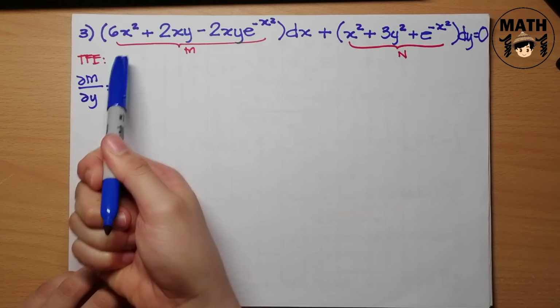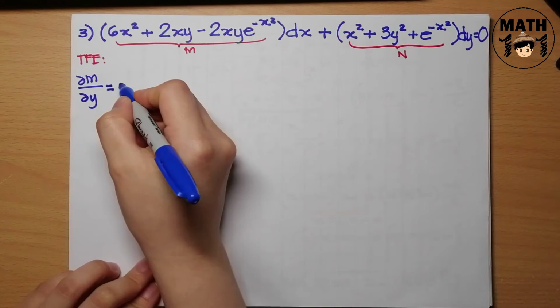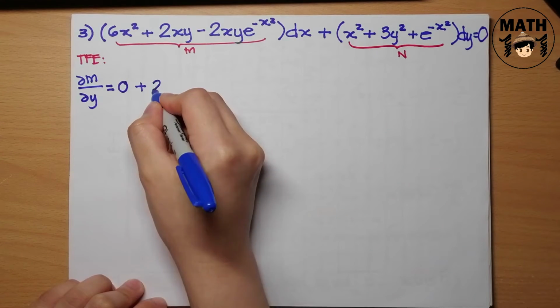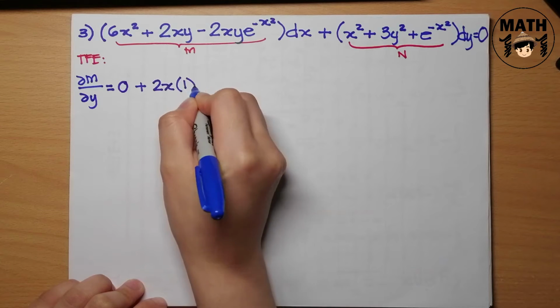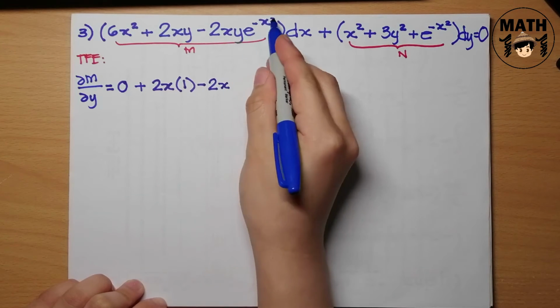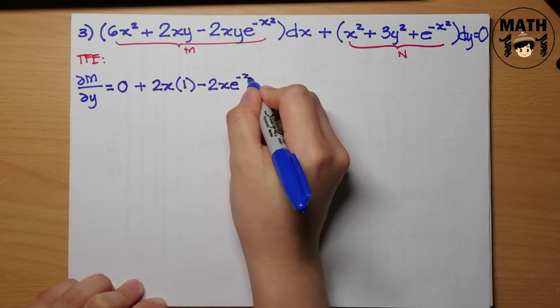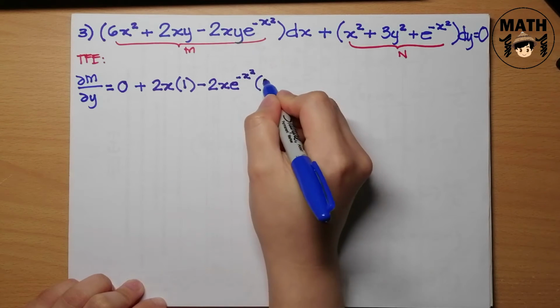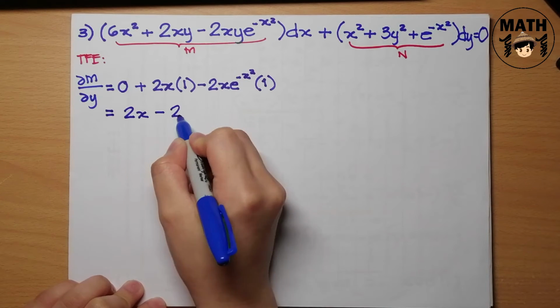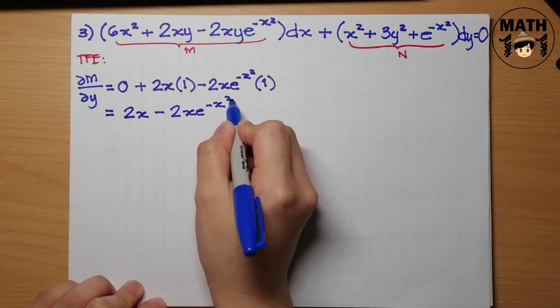First term is in terms of x, taken as constant dahil with respect kay y yung differentiation, plus 2x, taken as constant si x, derivative ng y is 1, minus 2 is a constant, x is again taken as constant, function ng x, so taken as constant ulit, derivative ng y is 1. Simplify this, 2x minus 2x e raised to negative x squared.